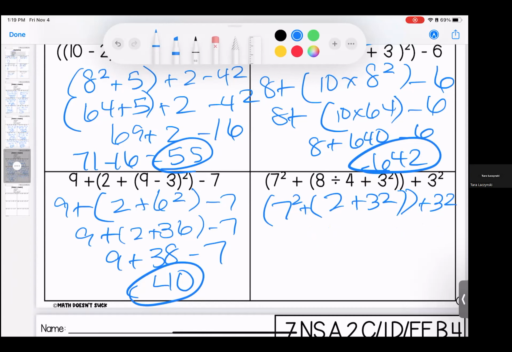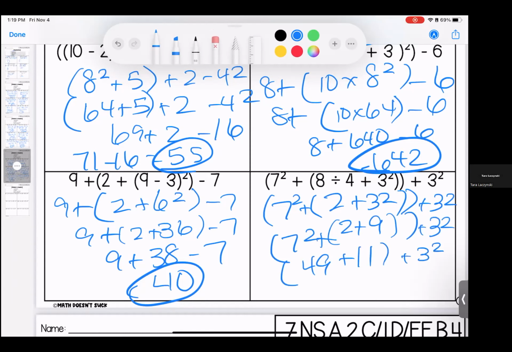Okay. Refresh. 2 plus 3 squared is 2 plus 9. There we go. That makes more sense. 2 plus 9 is 11. Plus 7 times 7 is 49. Plus 3 squared. 49 plus 11 is 60, plus 3 squared, which is 9, is 69. There we go. That makes sense.